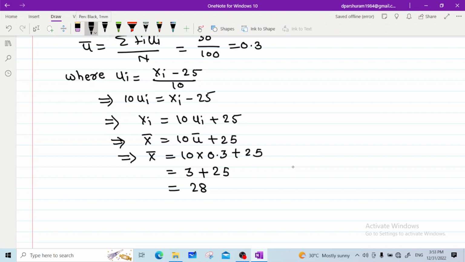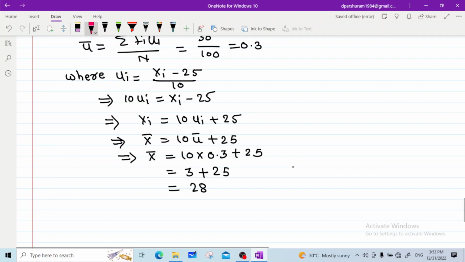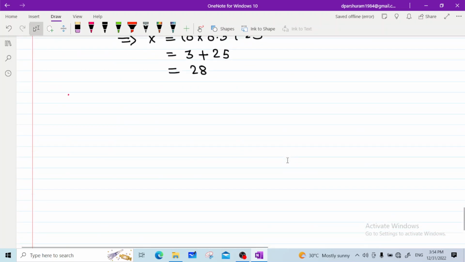Now, we solve the next example. The mean of marks in statistics of 100 students in a class is 75. The mean of marks of boys is 72, while their number was 60. Find out the mean of marks of girls in the class. This is problem number 4. This problem is in the SIM on page number 40.